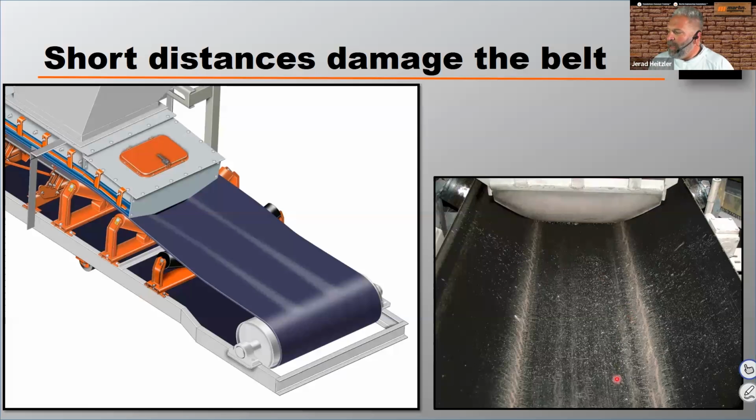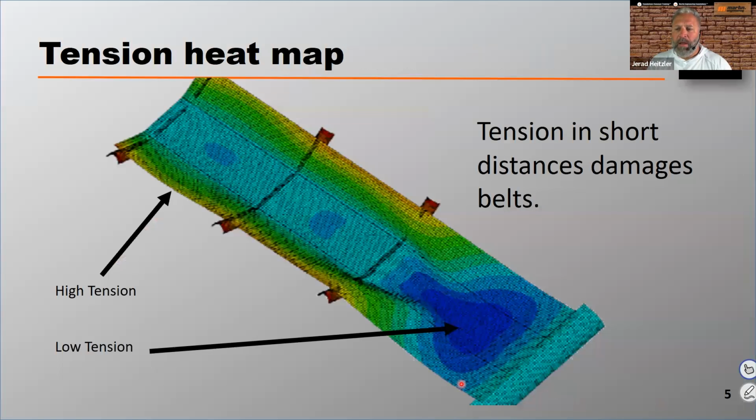Let me get into this a little bit deeper for you to make some more sense out of this. This is what I'm going to call a tension heat map. Overtension in short distances can damage the belt. So what this heat map is showing you is the belt's tension as it transitions from the flat tail pulley to the first fully troughed idler. And you can see the blue is very low tension compared to the green, which is a much higher tension.